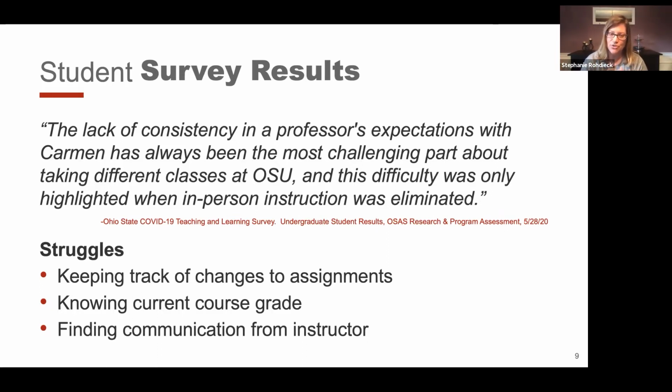Some of the struggles were keeping track of any changes that folks made to assignments. There is a high likelihood that we're all going to have to pivot our courses, particularly if we're not already teaching fully online. Students will once again try to figure out where everything is. They really struggled in the spring. That's what this survey was from, their experiences in spring term, and that was a big one. They were lacking information on what their grades actually were.